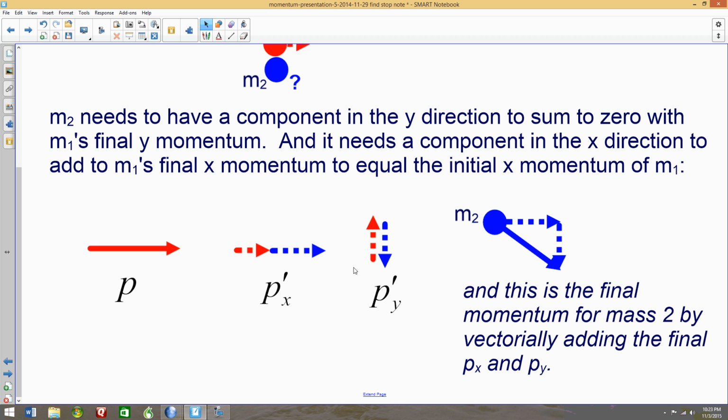The momentum we start with is only going in the x direction. And that means that we can only add m1 and m2's momenta together in the x direction after the collision, and that's got to be px prime. Okay? When we add the y components, as you can see here, that's py prime. Py prime has to be 0. Okay? So this is the final momentum for m2 by vectorially adding the final px and py. So notice here, if we take this plus this is what we get.